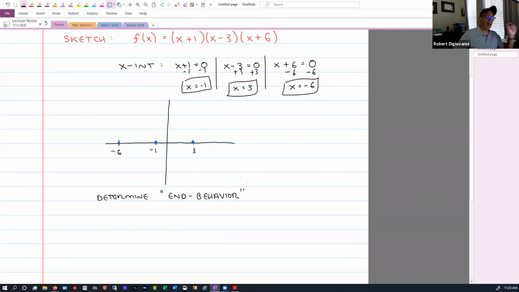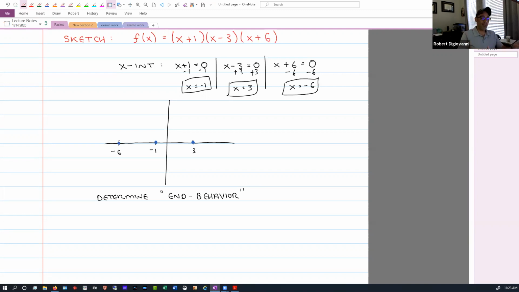And what I mean by that is, on a parabola, when we said it opens up, you could say that both ends go up, right? And if a parabola opens down, you could say that both ends go down. There is a short way to determine for a polynomial what happens at the ends.